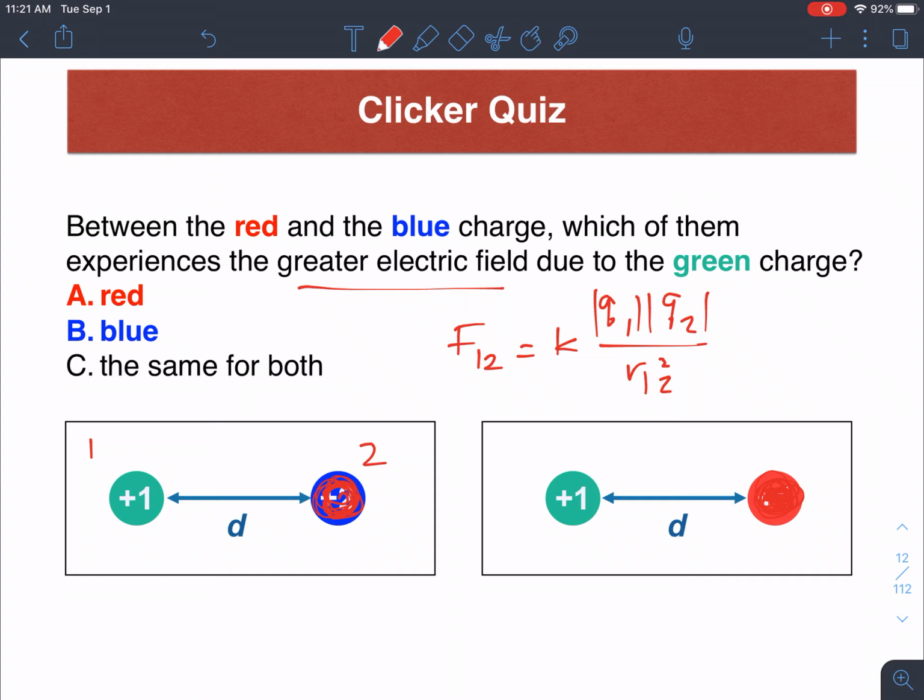Force does care because it's an interaction. So in order to calculate this, use this equation and calculate the force, you have to have an interaction. You have to have two charges interacting with each other. But for the electric field, you just need a source. That's it, and you can find the electric field anywhere around it. So the answer should be the same for both.